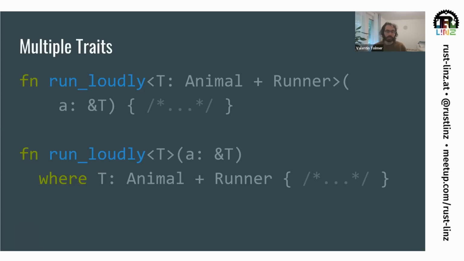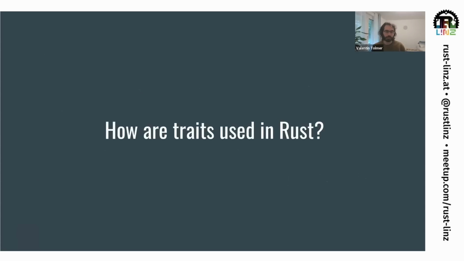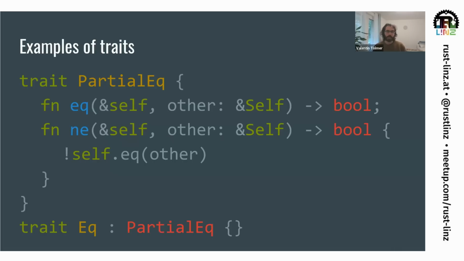So how are traits used in Rust? In everyday Rust, you will use some traits. I guarantee you. For instance, one trait that you will most likely use is Eq and PartialEq. So this is how Rust knows what you mean when you say A equals B. It's because there's an implementation of PartialEq that compares the type A and B.